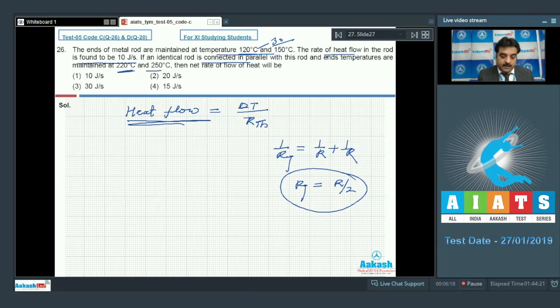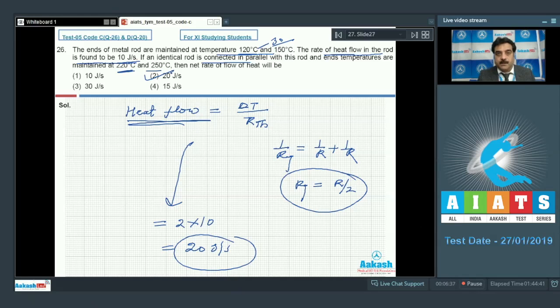At the initial level, it is given that the rate of heat flow in the rod is 10 joule per second. And as per my discussion, we can say it will become double. Double means 2 times 10, so you will get 20 joule per second easily. So I can say my option number 2 will be the right choice.